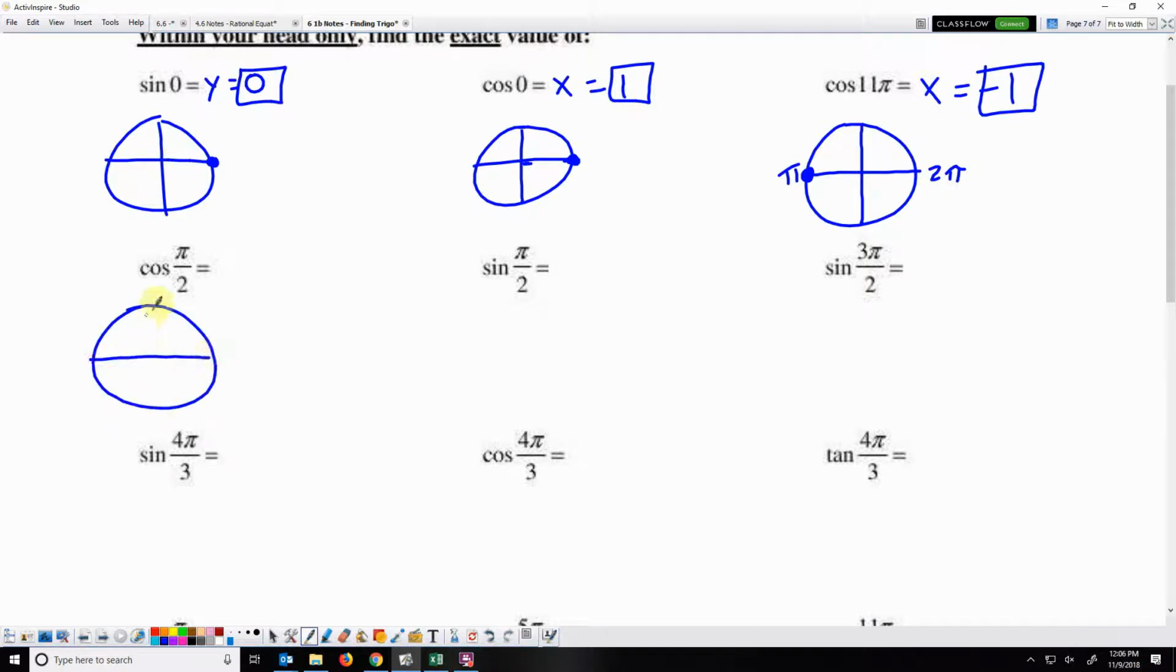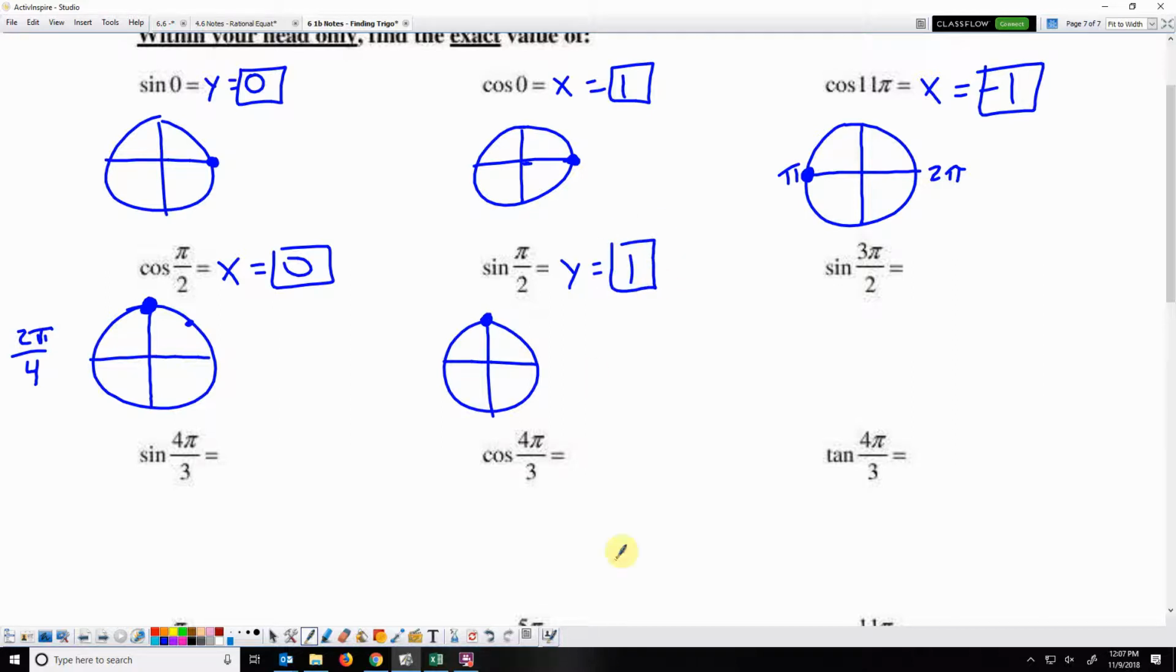Pi over 2. Pi over 2 is a quarter of the way around. So if you want to think of that in fourths, then it's 2 pi over 4. So it's 2/4. 1/4, 2/4. It's right there. And cosine is the x value. That is not at all to the left or right. The x value is 0. Same spot, pi over 2. The y value, sine is a y value. That is 1 unit up. The y value is 1.